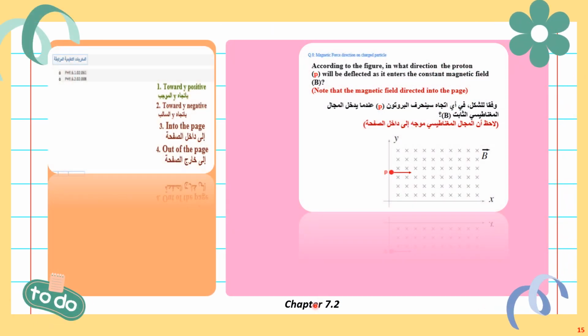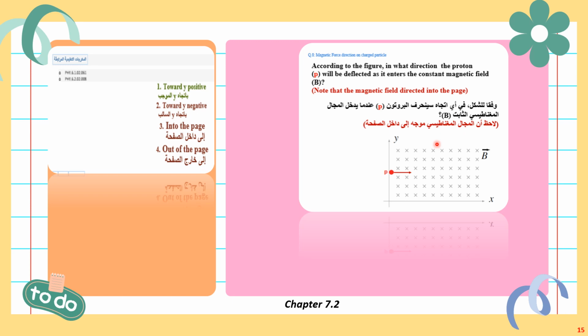Continue with the same chapter, chapter 7.2. According to the figure, in what direction will the proton P be deflected as it enters the constant magnetic field B? So here we have a proton moving inside a magnetic field. As you see, P is moving that way, so that's the motion of the particle. B is into the screen because you see the X sign, so this means that the magnetic field is into the screen.